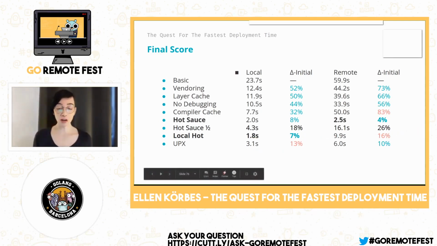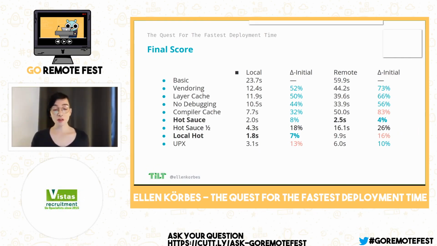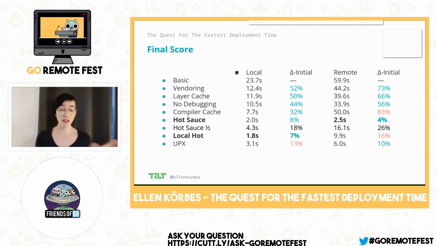So final score. Let's now talk about the big picture here. If you have enough compute power on your remote cluster, like if you're using a remote cluster and you have enough compute power, just sync the source code. And that's going to be the fastest thing you can do. Issue is that image is not going to be the same image you use in production. So that's something to think about.